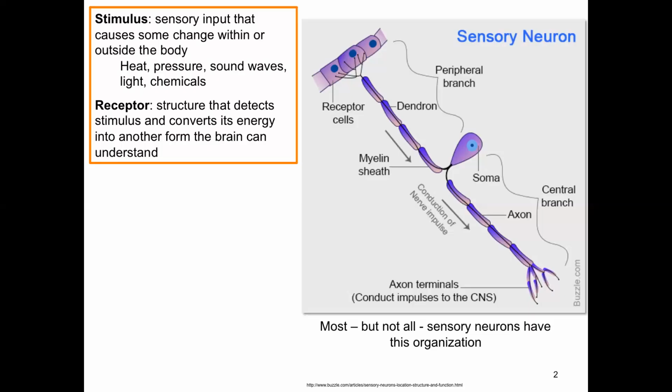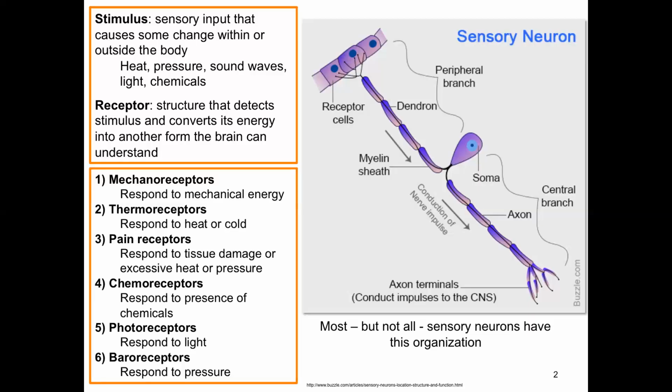And the receptor then is the thing that is designed or functioning to receive that change, okay? And its job is to convert that information into some form that the brain can understand. Namely, it has to be converted into an action potential.